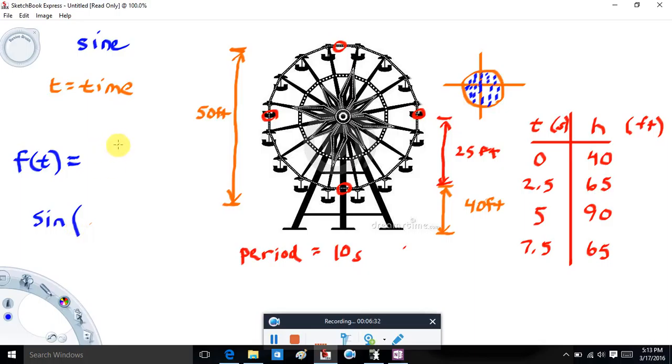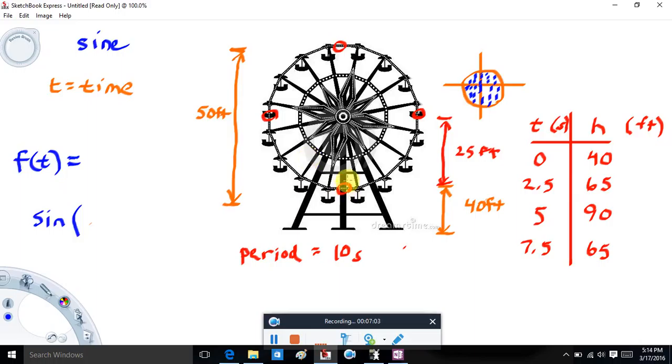Now the sine function typically starts at 0, right? It goes to its maximum at pi over 2, and then at pi it goes back to 0, then it's a minimum at 3 pi over 2, and then at 2 pi it's back to 0. Whereas in this case, the person initially started at the minimum.